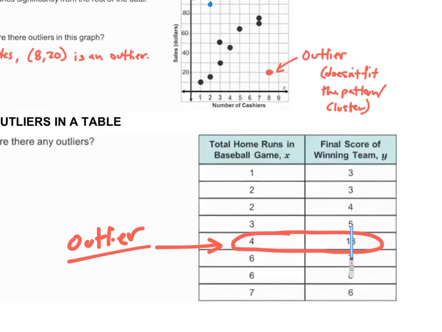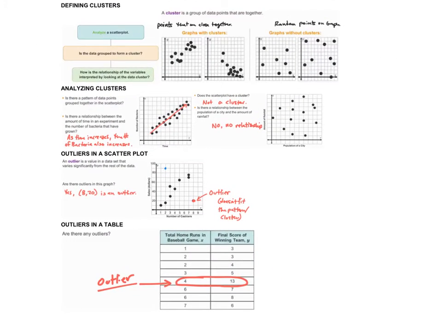So that one jumps up really fast, and then all of a sudden you go way back down, and then 6 to 6, 7 and 8, and then 7 to 6. So all these numbers are increasing, not at a constant rate, but they're all getting a little bit bigger, except for the one that had 4 home runs in a baseball game, and then the final winning score, the number of runs, was 13. So we can look at a table to understand that one as well.